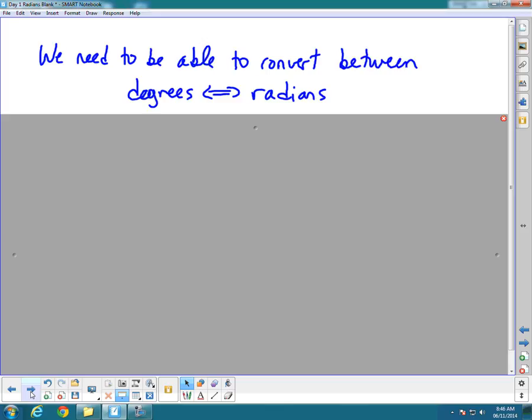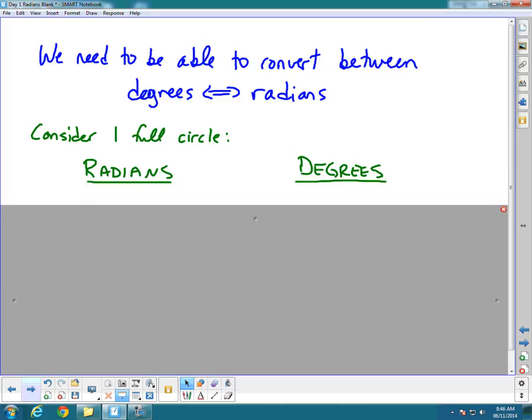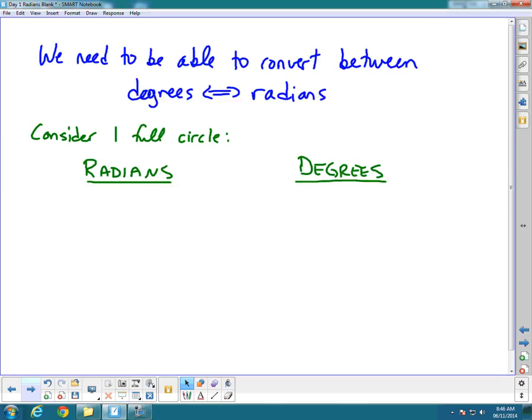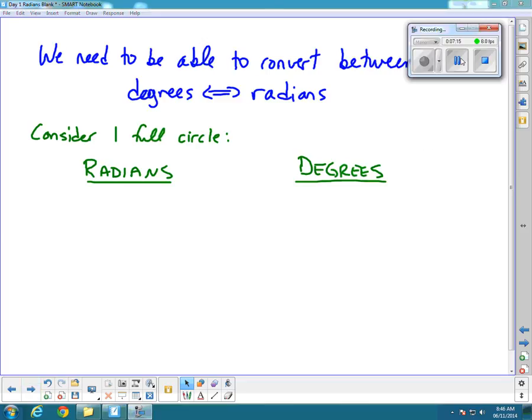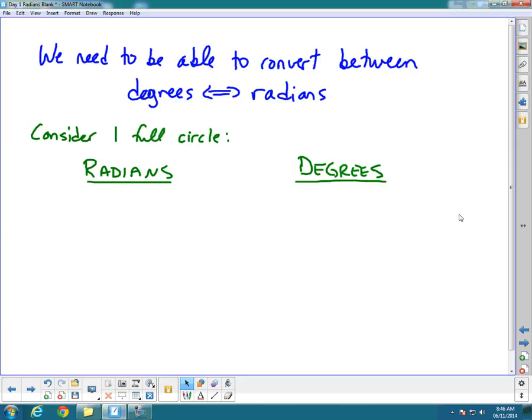Since you're comfortable talking about degrees, we need to be just as comfortable talking about radians, and going back and forth between the two. To do it, we're going to consider a full circle. When we look at a full circle, let's first think about it in degrees. What is a full circle in degrees? Right, 360 degrees.